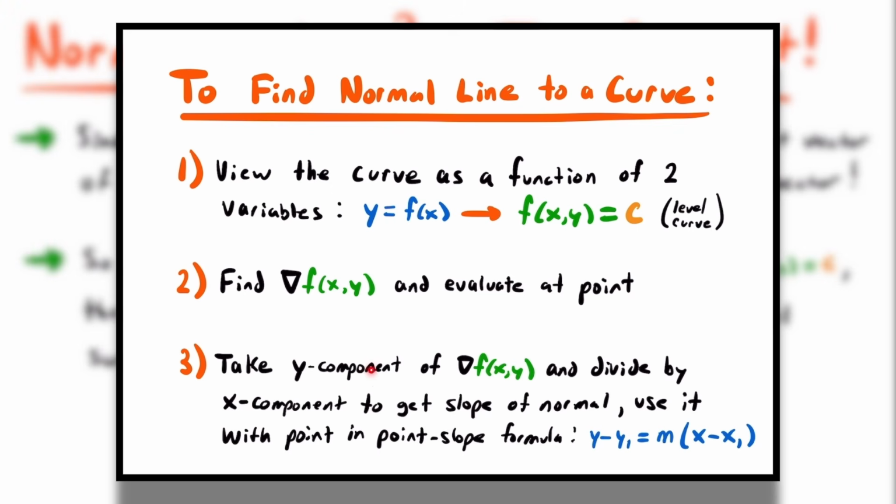So you would take the y component of the gradient vector divided by the x component that will be the slope of that normal vector, and then you could use that slope with the point where you want to find the normal line and put them into the point slope formula, y minus y1 equals m times x minus x1, and that will give you the equation of the normal line at a point on a curve. Okay, so that's the 2D scenario.